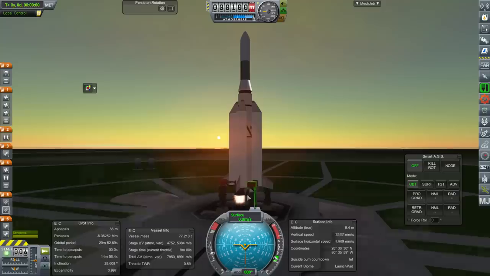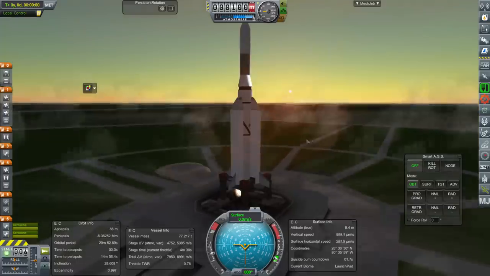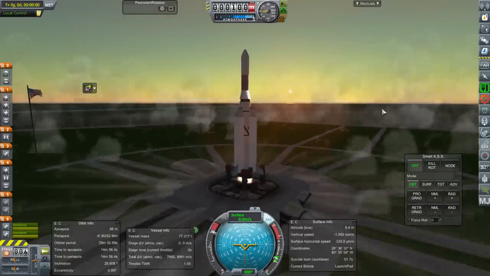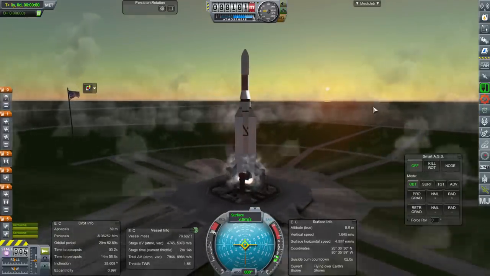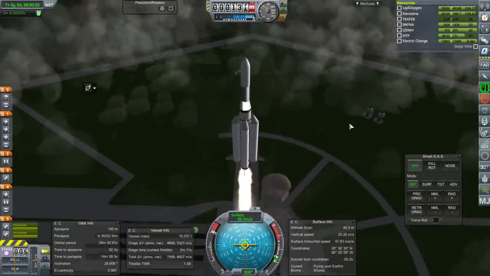One engine lit. Well, we're going. It did that thing again. Even though this is a totally new rocket, it's not the other rocket, but it still did the same thing. Sometimes, I mean, I put fins on even. It's not the same rocket.